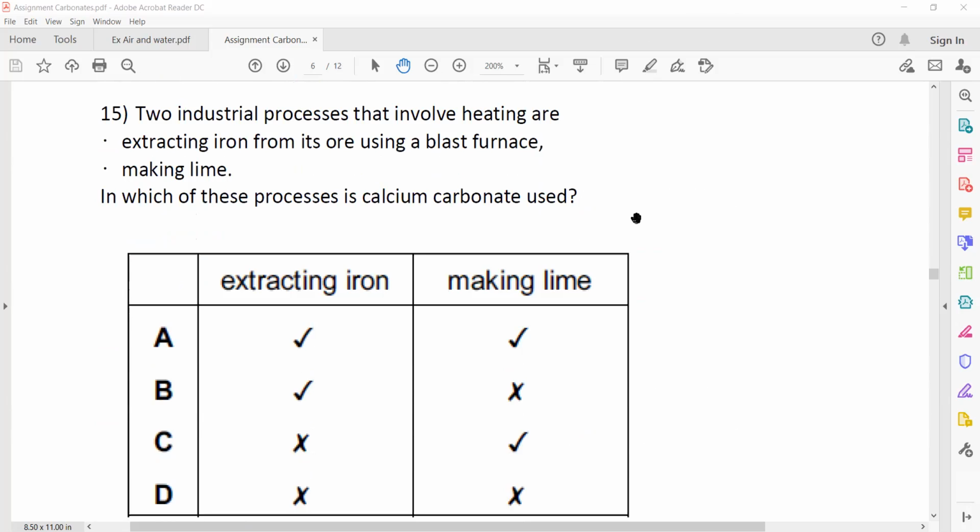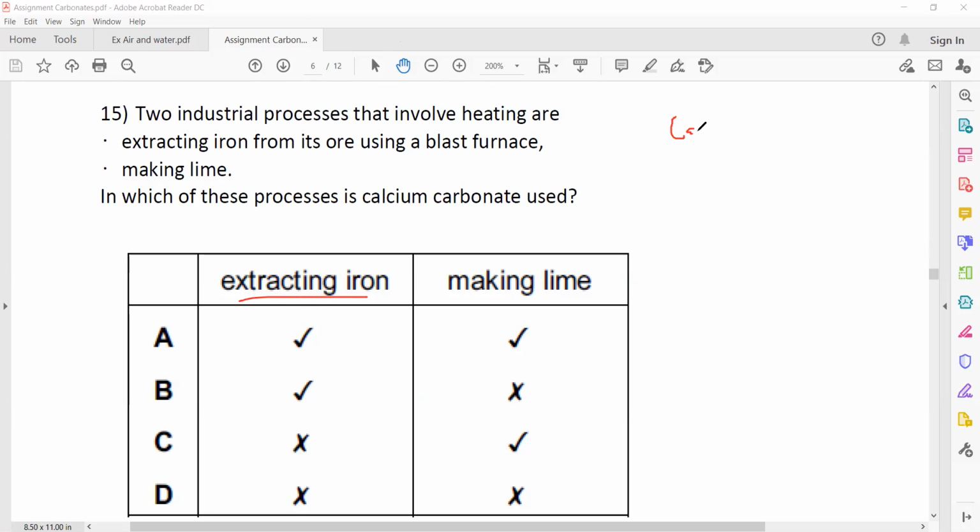Two industrial processes that involve heating are extracting iron from its ore using a blast furnace and making lime. In which of these processes is calcium carbonate used? In the extraction of iron, we use calcium carbonate. What is the use of the calcium carbonate? It is used to remove impurities such as silicon by forming a slag.